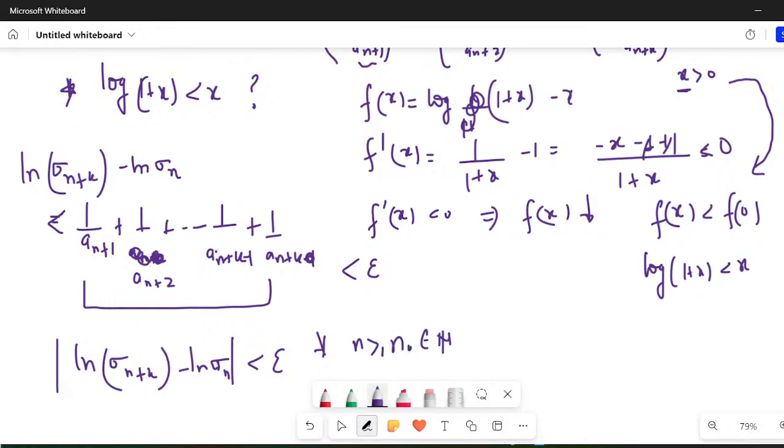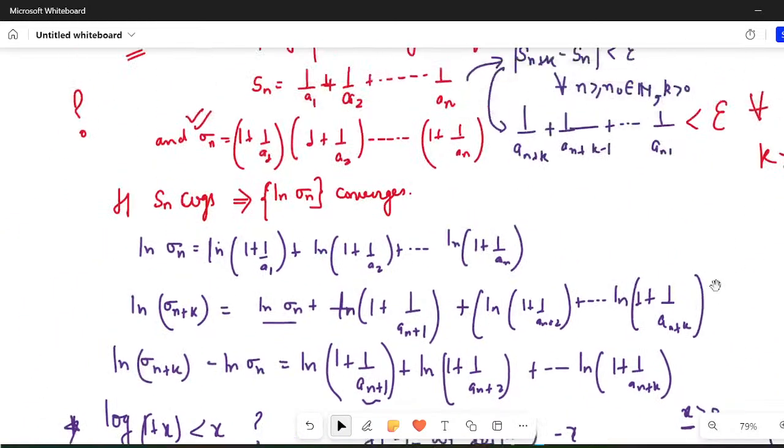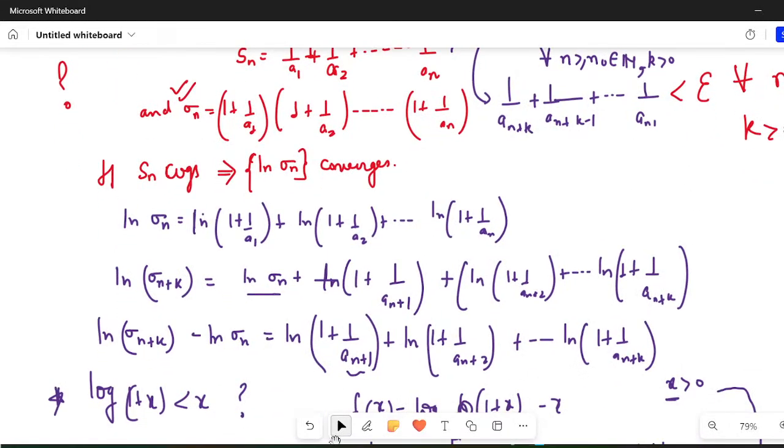We take a mod also. I hope it is clear. So this is what we wanted to find, right? So I'll take a mod here as well. So mod, and this would be like this, and everything else would follow.